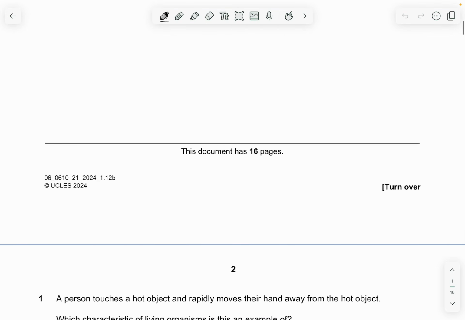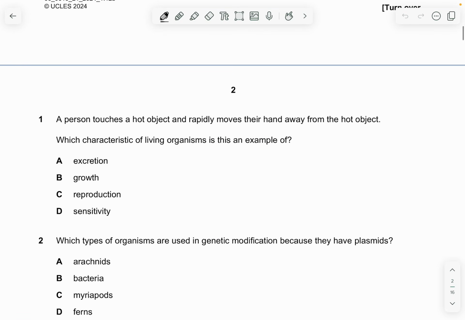So let's start. Question 1. A person touches a hot object and rapidly moves their hand away from the hot object. Which characteristic of living organisms is this an example of? The key words are that it touches the hot object and rapidly moves their hand away. So this is known as a reflex.